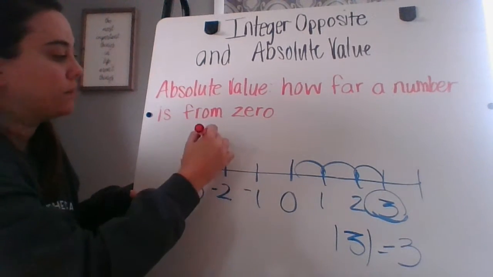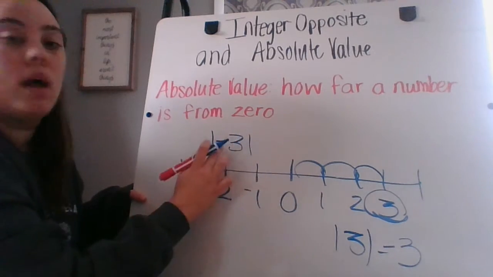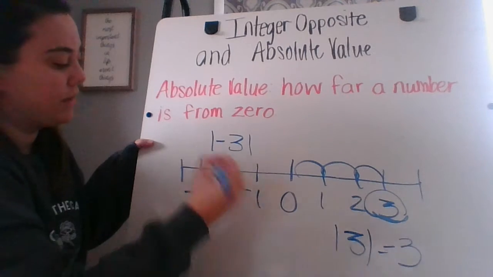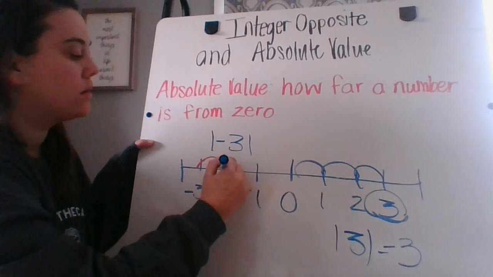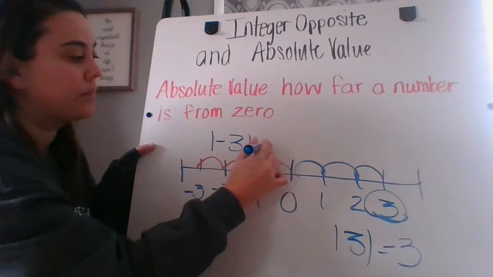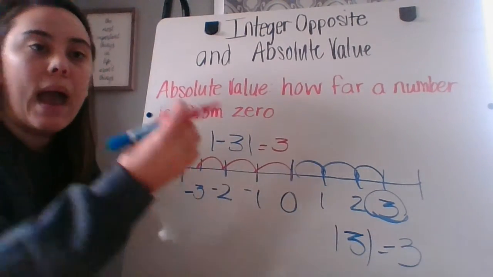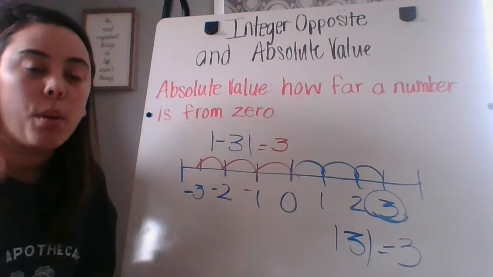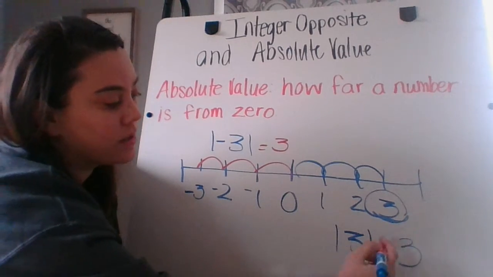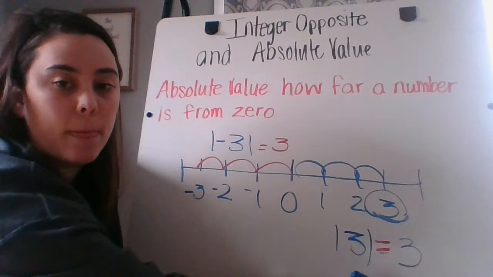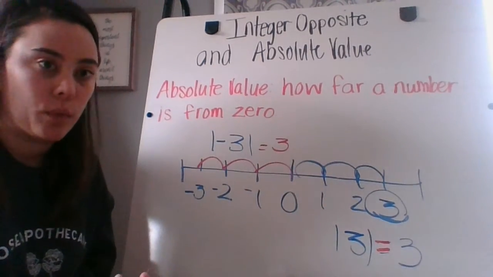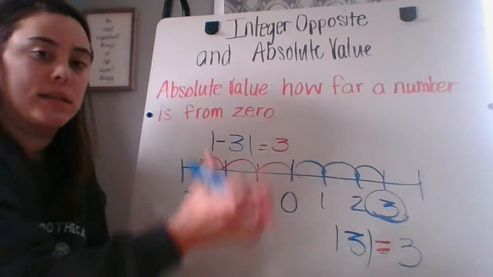So now for this one, the absolute value of -3, again, I'm going to do a different color. So how many jumps is it from 0? We have 1, 2, and 3. So again, its distance from 0 is 3. Now, absolute value is always positive. Don't forget that. Notice in both of these cases, that's an equal sign. The answer is a +3 because the distance from 0 can't be negative. It's always going to be the same distance.